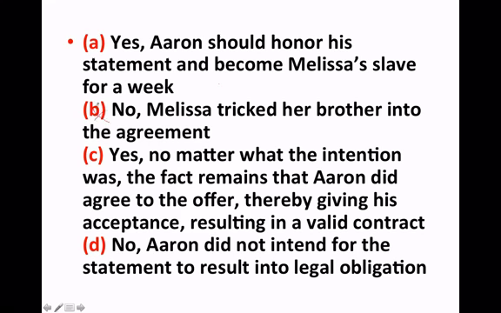Second, Melissa tricked her brother into the agreement. No, this is completely wrong, because Melissa did not trick her brother into the agreement. He agreed by himself. The third option says that no matter what the intention was, the fact remains that Aaron did agree to the offer, thereby giving his acceptance, resulting in a valid contract. The contract was not valid because it was not legally binding. It was just a verbal offer. So again, this is also wrong. And the fourth option is correct, which says that no, Aaron did not intend for the statement to result in legal obligation.